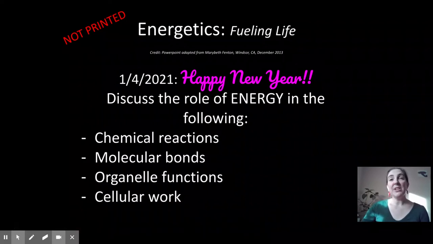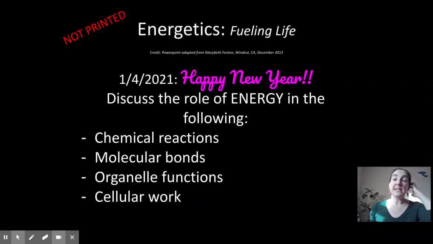We are now starting Unit 6, which is called Bioenergetics, which is just a fancy way of saying energy in living things. Mainly, this unit is going to be about cellular respiration and photosynthesis, kind of those two main ways that living things get energy. But first, we're going to spend a few days just kind of introducing the idea of energy and making some connections and talking about how living things use energy.